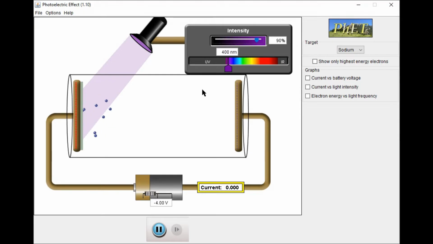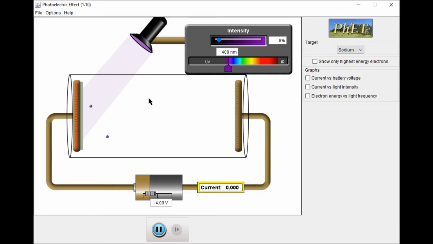And what I observe between the high intensity and the low intensity is that for the very high intensity, so now I'm at 100%, it seems like there's lots of electrons that are coming off. If I go back down to like 8%, there's not nearly as many electrons that are coming off.